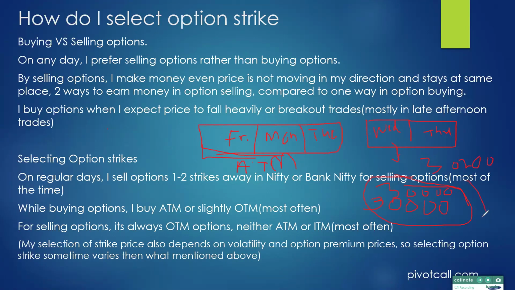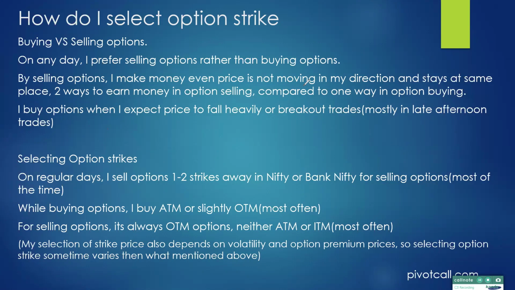If you think the market will go down, sell the call; if you think the market will go up, then sell the put option, 29,900 or 29,800. For selling options, always remember out of the money. Not 4-5 strikes away, but 1 or 2 strikes away out of the money, so that you get the theta, the time decay benefit, near expiry.